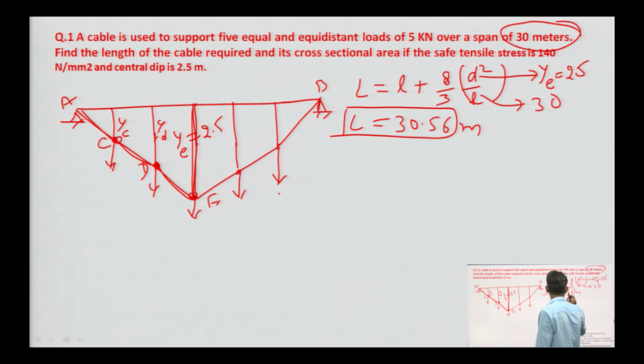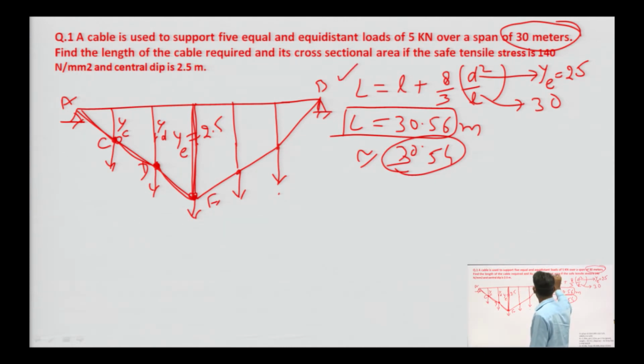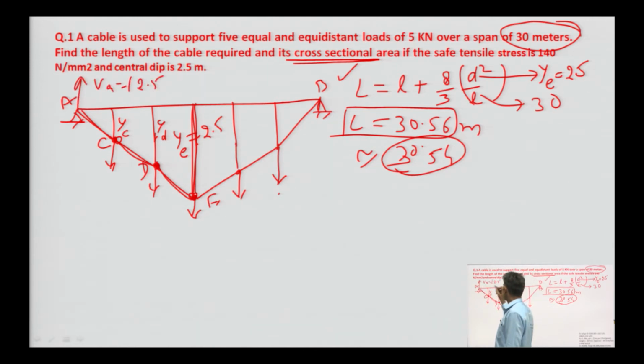30.56, and prior to that we have calculated the value as 30.54. Okay, it is near about same as we calculated previously. So use this formula. The next thing which we need to calculate in this question is the required cross sectional area. Reaction VA we have calculated, 12.5.